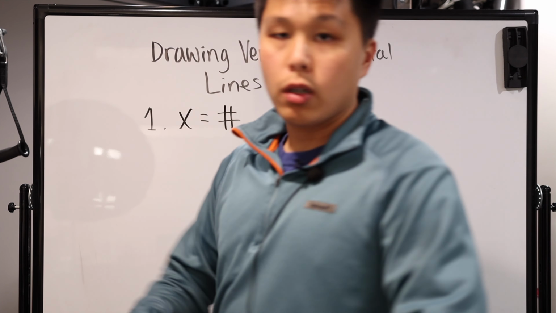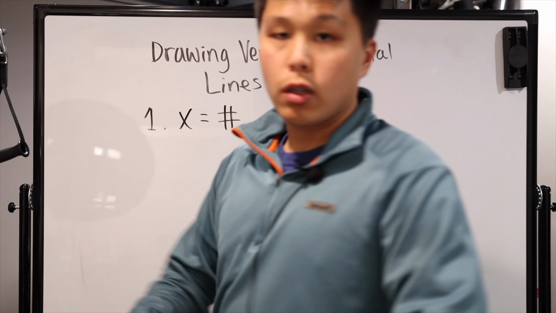So for this one, same thing. You have x equals -1, so you have your x and y axis, and you're going to look for where x equals -1, which is right here, to the left of the origin. And then what you're going to do is draw a line that's parallel to the y-axis. And then there you have it. That's how you would graph horizontal and vertical lines.